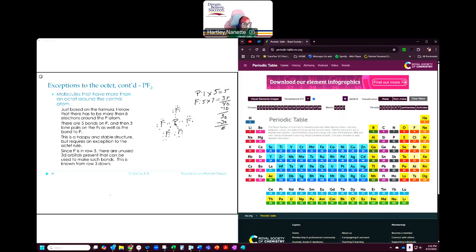So we have some things that can make more than 4 bonds. It's not outside the realm of possibility, but it is by definition a violation of the octet rule. Okay, so those things are violations as well. So anything from row 3 down can do that, but it is a violation of the octet rule.